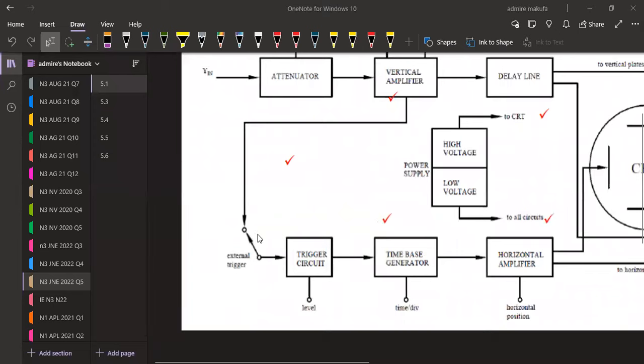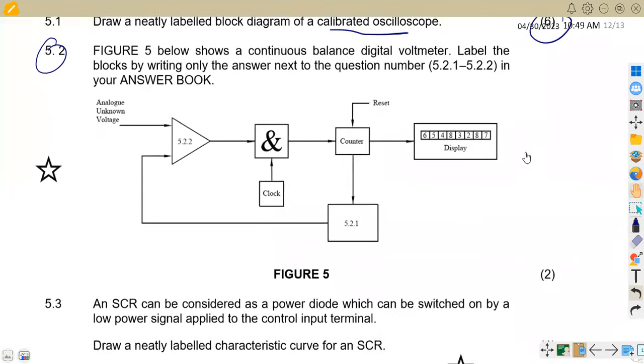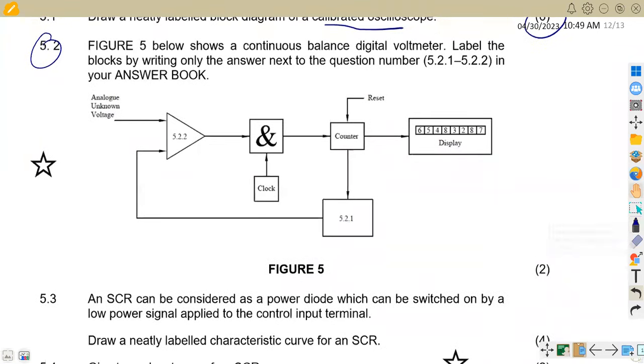All right. The other part of the question, 5.2, refers to Fig 5 below. It shows a continuous balance digital voltmeter. Label the blocks by writing only the answer next to it. Sometimes they can even ask you to draw this diagram. Now they've drawn it for you, and they just want you to label. All right, so 5.2.1 here. This is our DA converter, the D to A converter.